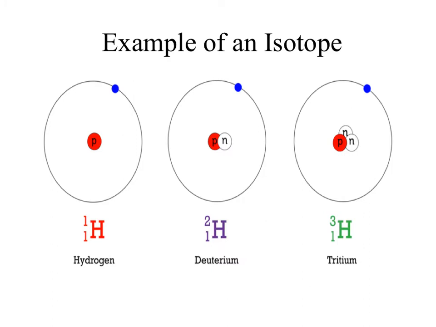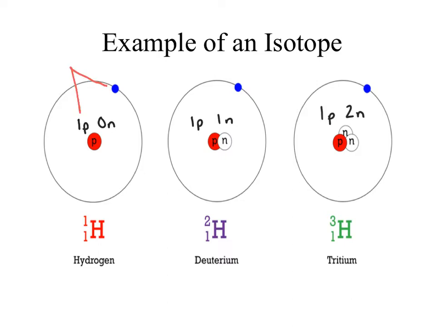All right, so let's take a look at a real example of this. Now, this is a picture of 3 hydrogen. All right, so it's all hydrogen, but we have 3 of them. All right, we have hydrogen that has 1 proton, 0 neutrons. All right, we have another one that is 1 proton and 1 neutron. And then lastly, we have 1 proton and 2 neutrons.